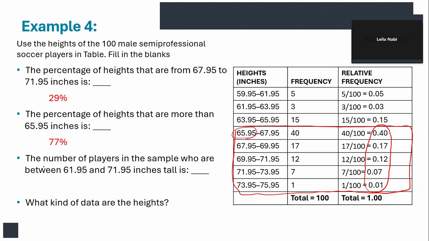Next question is asking the number of players. This time it's not asking about the percentage, it's asking about the number of players. Number of players, that means that exact frequency that we have, not the relative frequency. The number of players in the sample who are between 61.95 and 71.95.